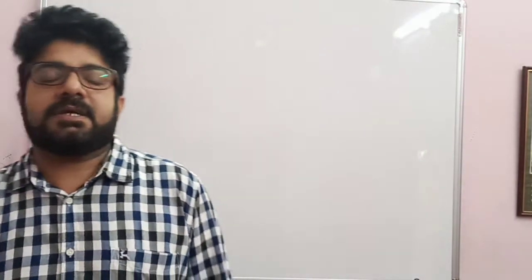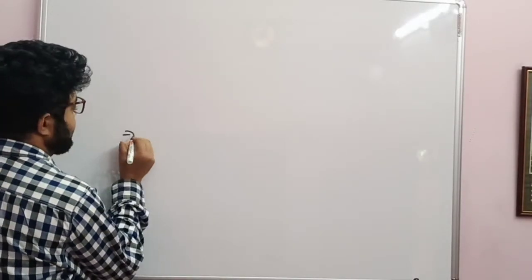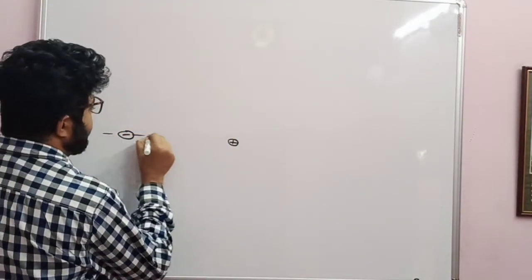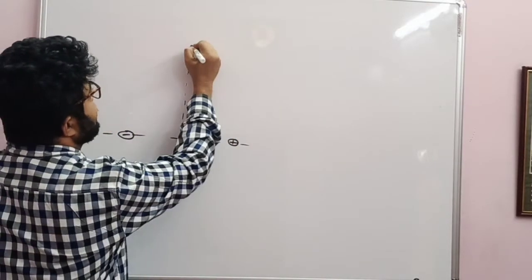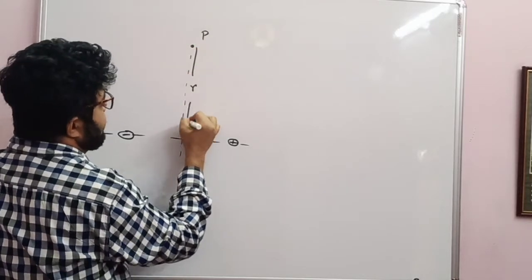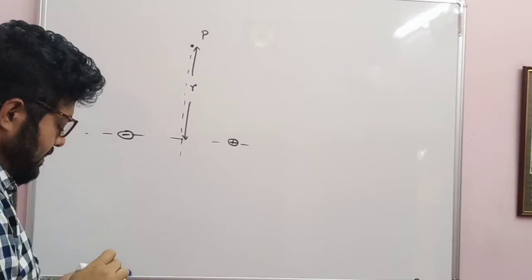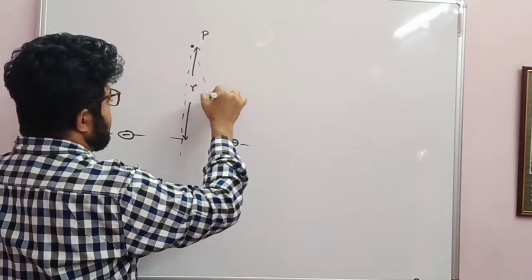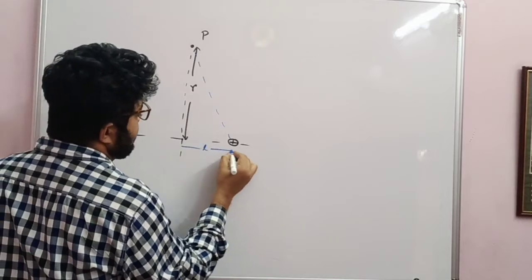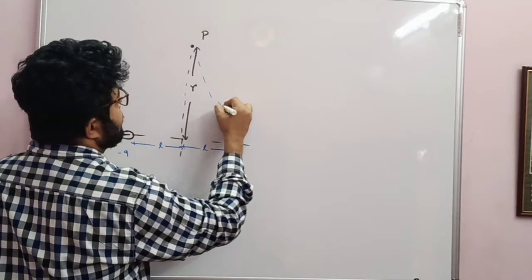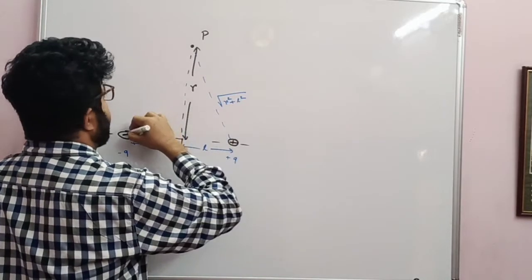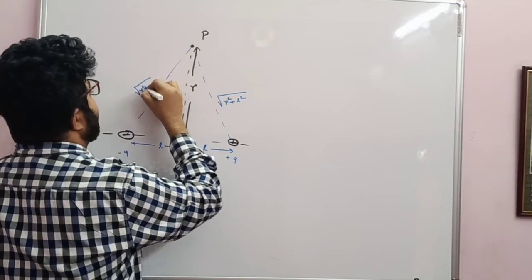Okay, the next one is the electric field due to an electric dipole at the equatorial position, or broad-on position. This one is our electric dipole. This is the origin, this line is the axial position and this line is the equatorial position. Let us choose the point P, which is at distance r. This is L, this one is L, this is plus Q, this one is minus Q. So this distance is root of r square plus L square, as well as this distance.